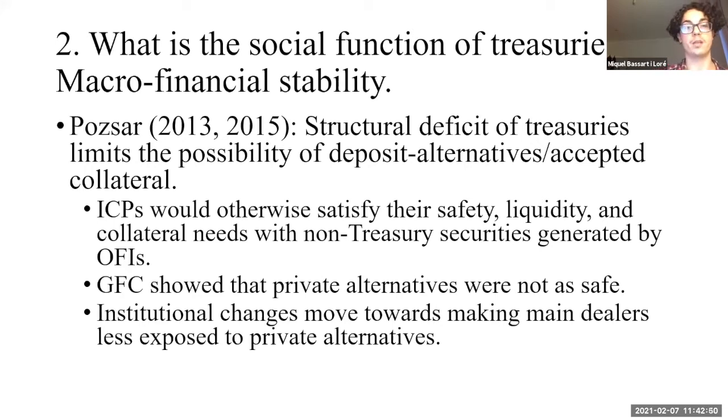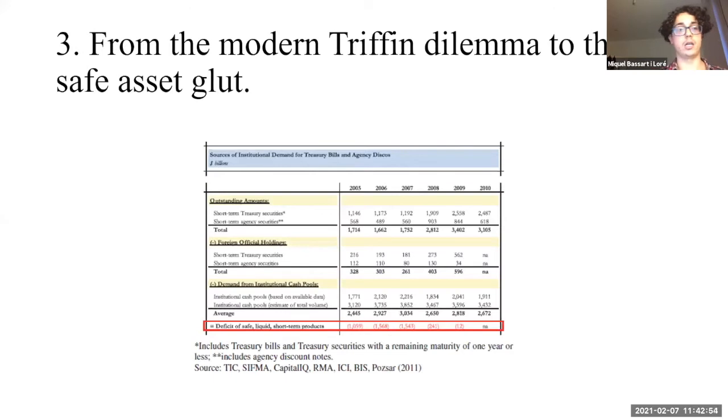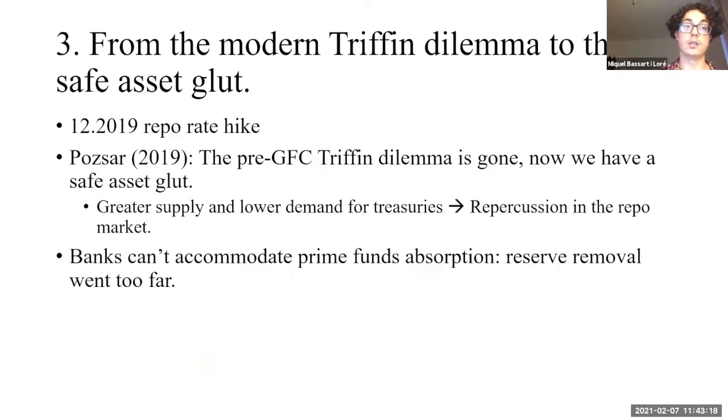One minute left. Okay, I will move quickly then. Well, this is a graph that is in Pozsar's paper of 2013 explaining the Triffin dilemma, basically saying the institutional cash pools will look for deposit alternatives, and if the treasuries are not sufficient, then they will create private alternatives that in a primitive system are not as safe.